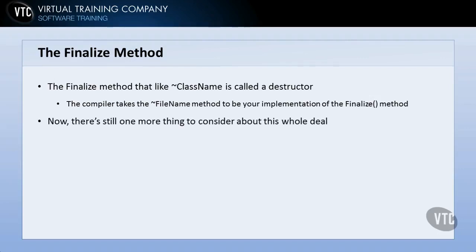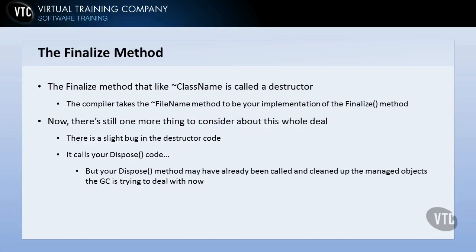There is a slight bug in the destructor code that Microsoft calls when they see your tilde class name method or destructor out there, and that is, it does, in this instance, call your dispose code. Now your dispose method may have already been called. Finalize is always going to be called, and we're going to try to override it, but even if we don't override it, it's going to be called, and that may call your dispose method. Now if you've overridden it and your dispose method has already been called and cleaned up the managed objects, the GC is now trying to find managed objects. It's going to create a mess.